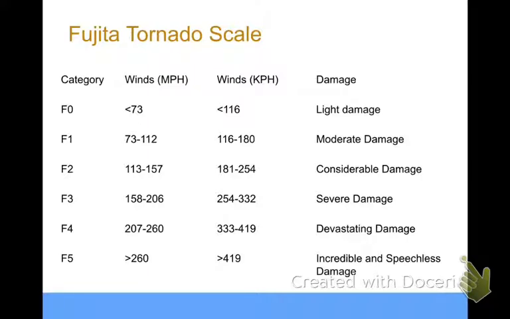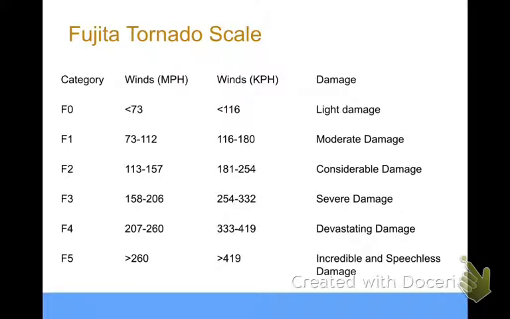So remember, when we do our tornado scale, yes, there's a correlation to the wind speed, but we are really basing it off of the damage done in the area. So very, very light damage, maybe some branches down. F1, maybe there's some branches and some shingles. F2, considerable. You're talking about maybe some roofs blown off. F3, you've got houses destroyed. F4, you've just got neighborhoods that are going to be destroyed. And F5, you have incredible and speechless damage.